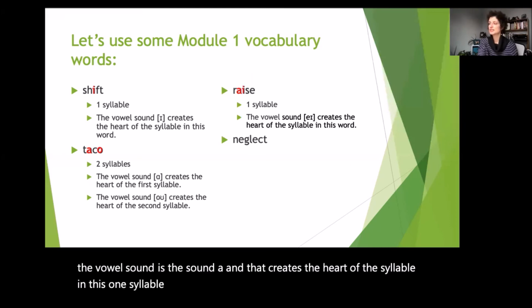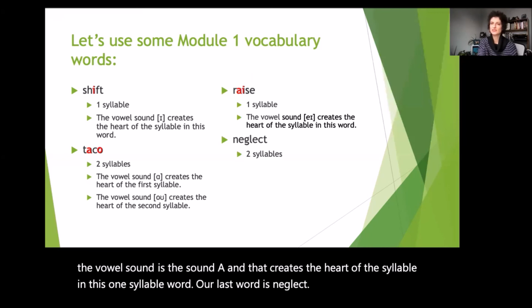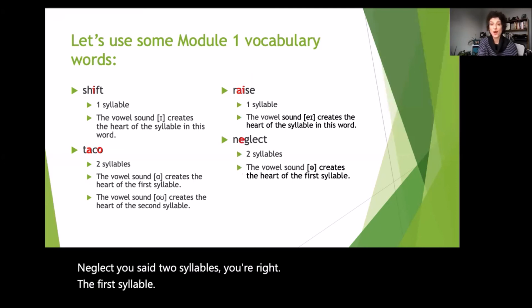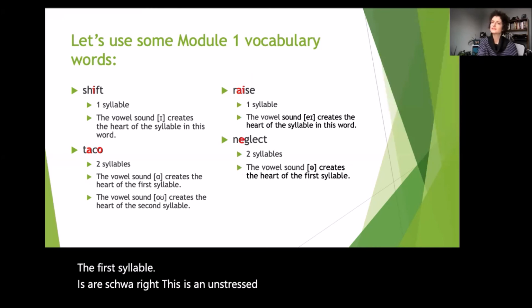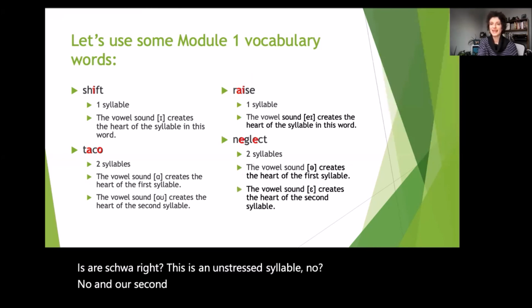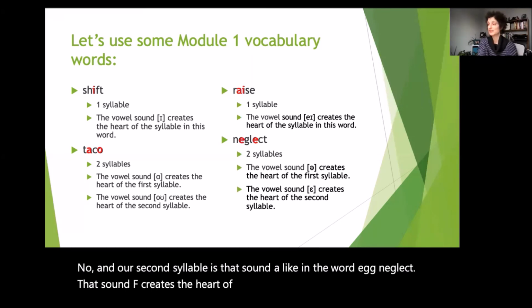Our last word is neglect. Neglect. You said two syllables. You're right. The first syllable is our schwa, right? This is an unstressed syllable, n, n. And our second syllable is that sound eh, like in the word egg, neglect. That sound eh creates the heart of the second syllable in the word neglect.